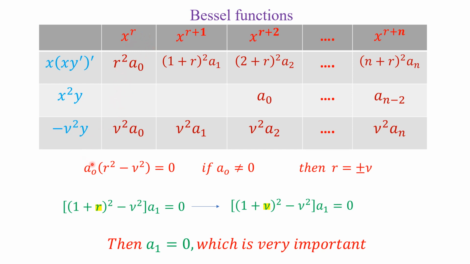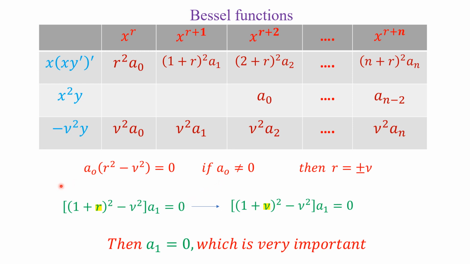So this will be r squared minus nu squared. Remember that there is minus here. Minus nu squared is equal to 0, provided if a naught is not equal to 0, non-zero quantity, then r is equal to plus or minus nu. Remember that it is plus or minus nu. So you take the second one. Then this is 1 plus r squared minus nu squared a1, which is equal to 0.